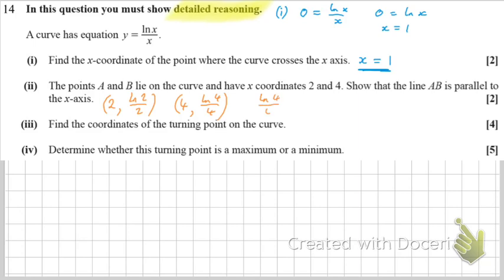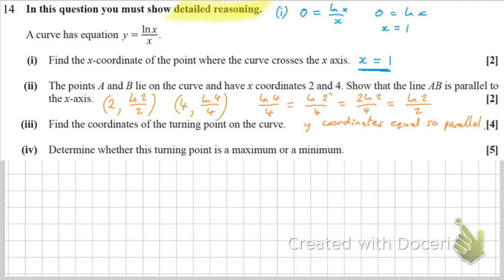So using your laws of logs, ln 4 over 4 is ln of 2 squared over 4, which is 2 ln 2 over 4, which is ln 2 over 2. So just a little sentence to conclude and say y coordinates are equal, so that AB is parallel to the x-axis.